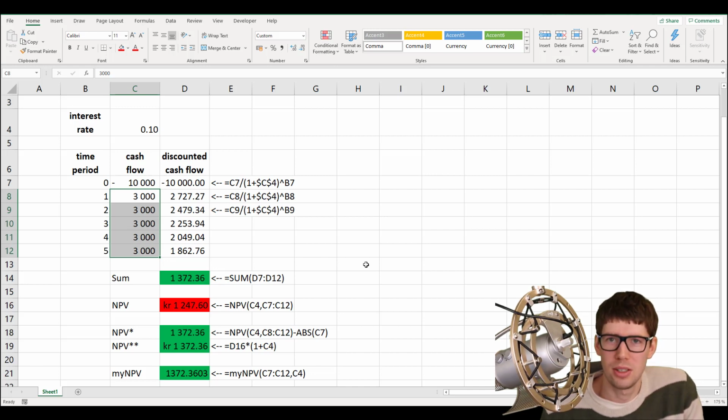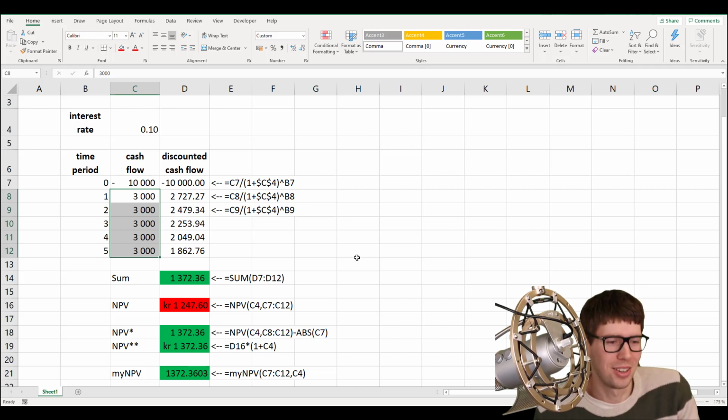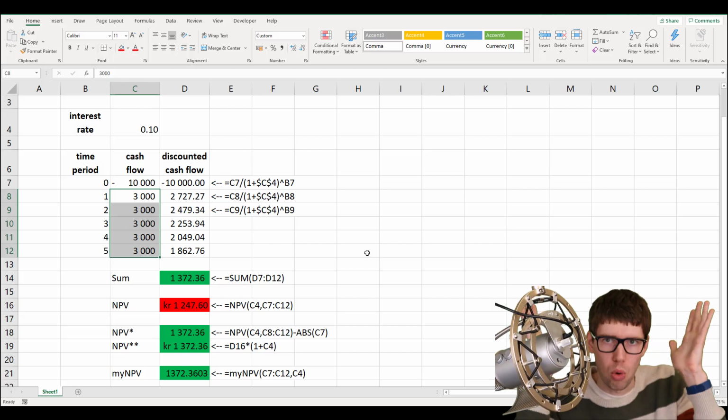The net present value function does not calculate net present value. I just can't get past that. You know, it's mind blowing.